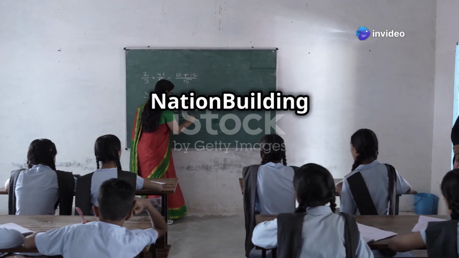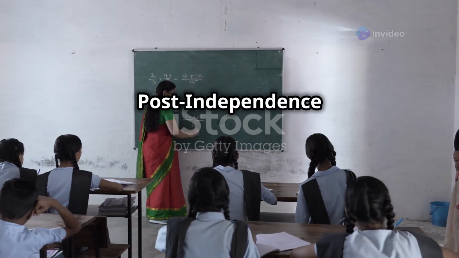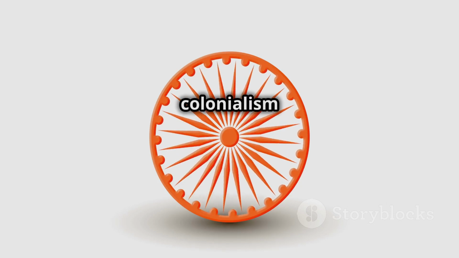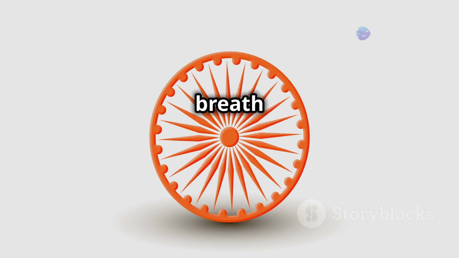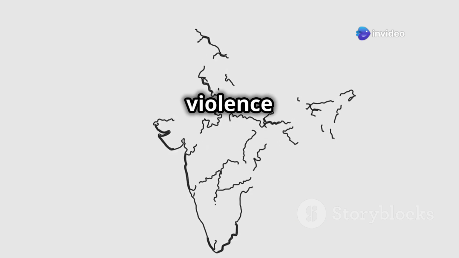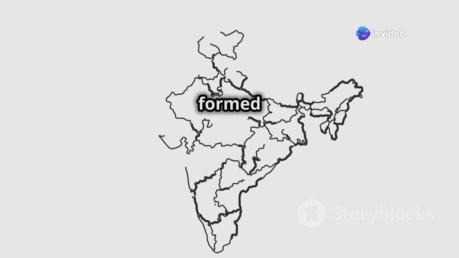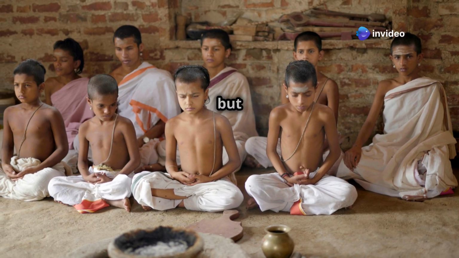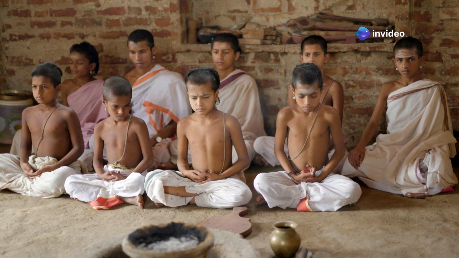Chapter 5. Nation Building, India's Post-Independence Puzzle. 1947. India throws off the shackles of colonialism and takes its first breath as an independent nation. Partition had led to unimaginable violence and displacement, and the newly formed government had the Herculean task of integrating princely states, establishing a democratic system, and lifting millions out of poverty. It was a time of immense hope, but also immense struggle.